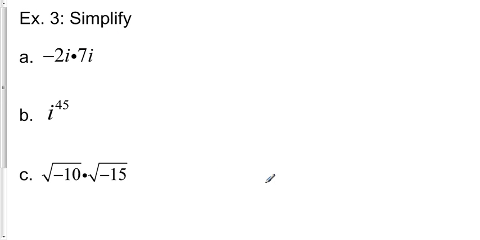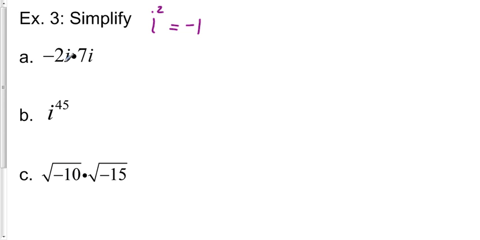Okay, a couple more simplifying with i's here. This time we're multiplying, and what I want you to remember here is the second definition that we had for i. i squared equals negative 1. That's the idea that we're going to use here.